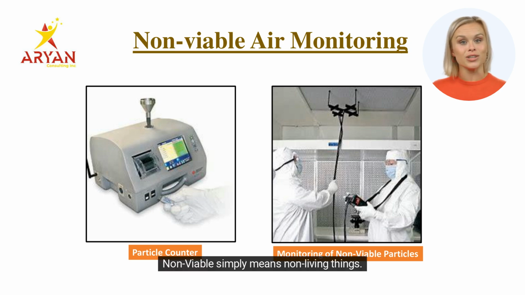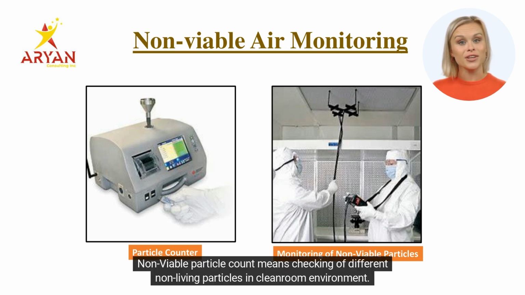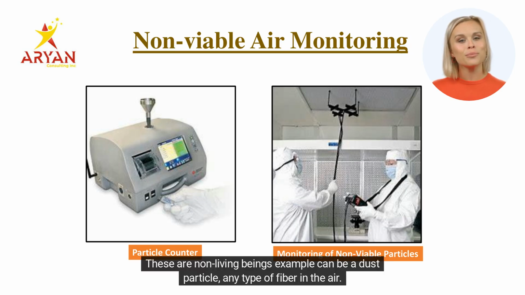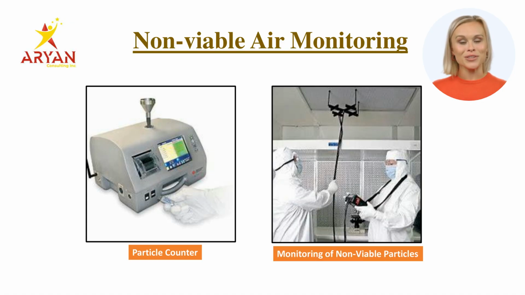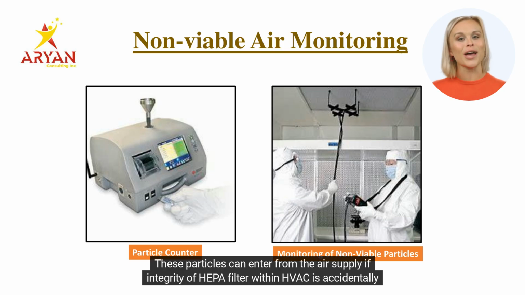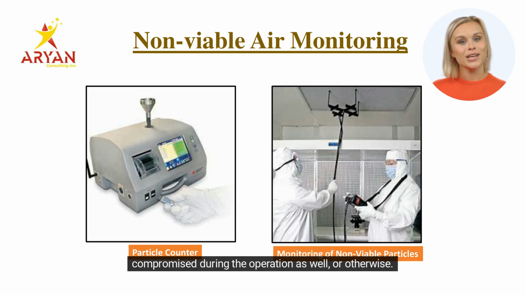Non-viable simply means non-living things. Non-viable particle count means checking of different non-living particles in the cleanroom environment. These are non-living beings. Examples can be a dust particle, any type of fiber in the air. These particles can enter from the air supply if the integrity of the HEPA filter within the HVAC is accidentally compromised during the operation as well or otherwise.